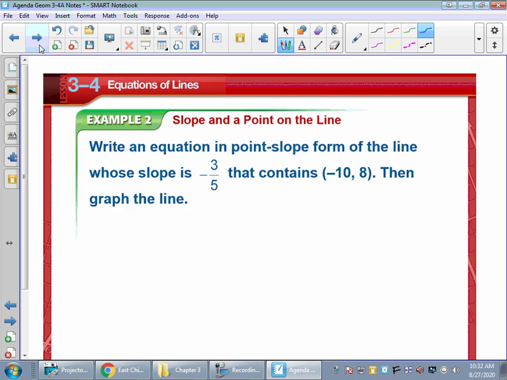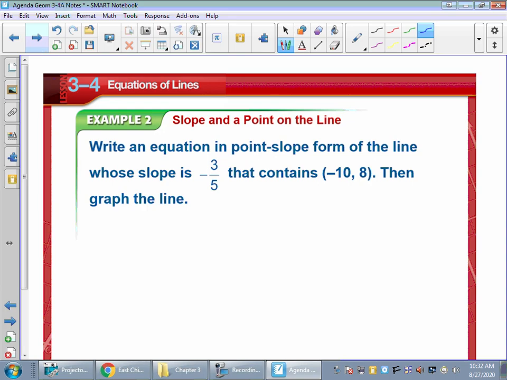Okay, moving on. This one, you've got a slope and a point on the line. So we're going to have to use point slope here and figure it out. You have to be careful: what are they asking for? What form do they want the answer in? This one says write an equation in point slope form of a line whose slope is -3/5 and it contains -10/8. Then we can graph this line. I'm not going to worry about graphing it right here. Let's just get the equation down.